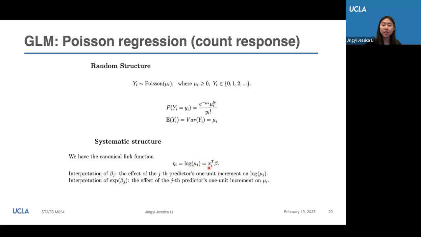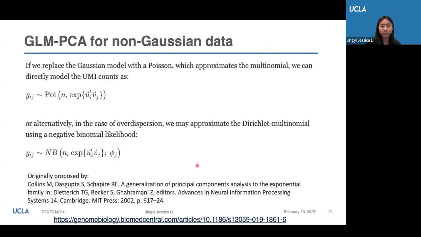All right. Then here the interpretation of the effect of our feature j, like beta j is the coefficient of feature j, which means its effect. So its effect is actually on the log of our response expectation. It's not on mu i directly, it's on log mu i.